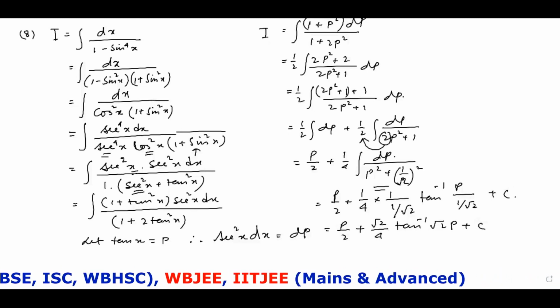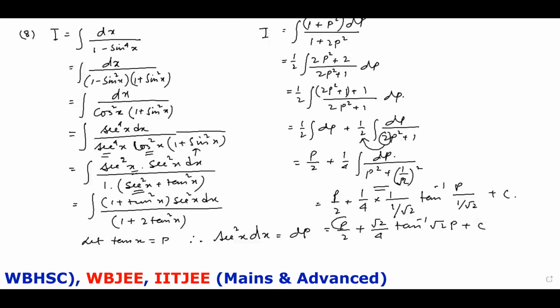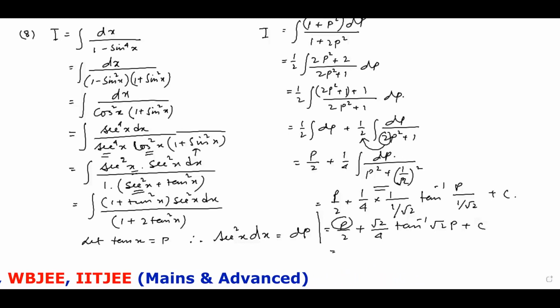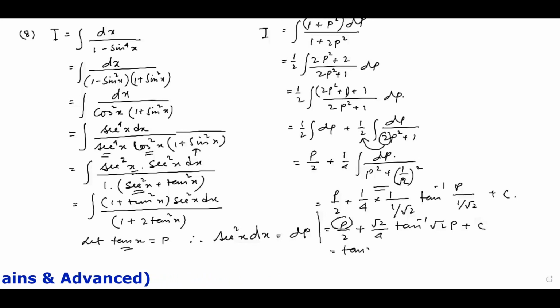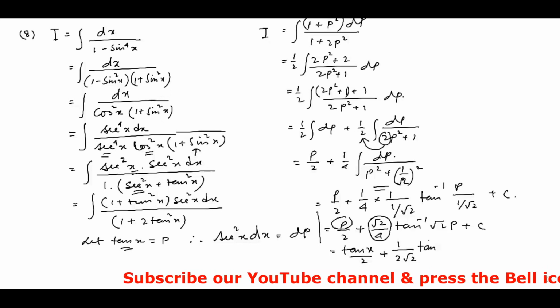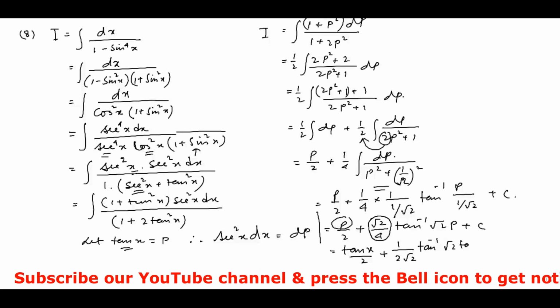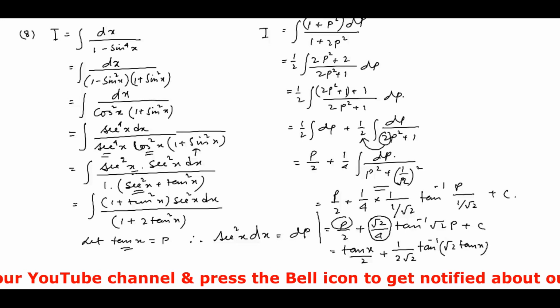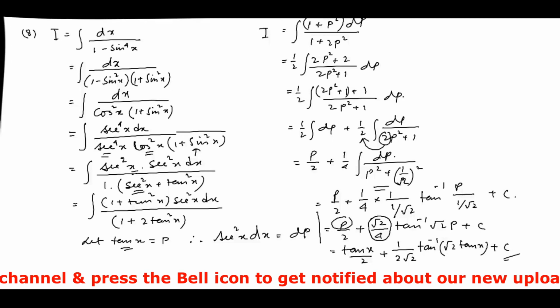Now our task is to replace this p. P is nothing but tan x. So our final answer will be tan x by 2 plus 1 by 2 root 2. Just multiplying numerator and denominator with root 2, we will get 1 by 2 root 2. And this is tan inverse root 2 tan x. Is it clear? So that's our answer. This is question number 9.